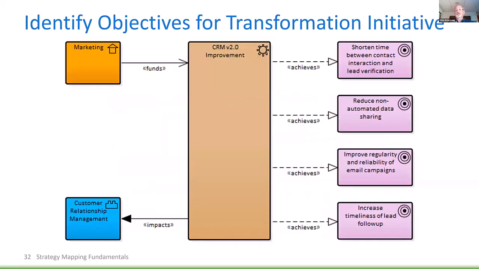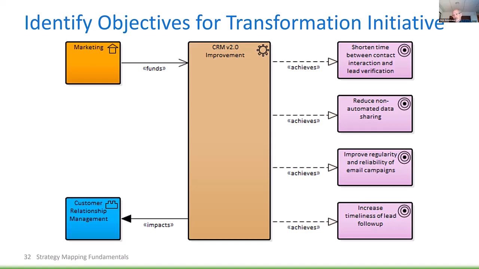So here's a simple example. Again, this is an example of a model we might build in Enterprise Architect, and you could do something similar in other tools as well. So the brown box in the middle represents an initiative, the actual strategic initiative. So we want to do some CRM improvement. And what are we trying to get out of that?